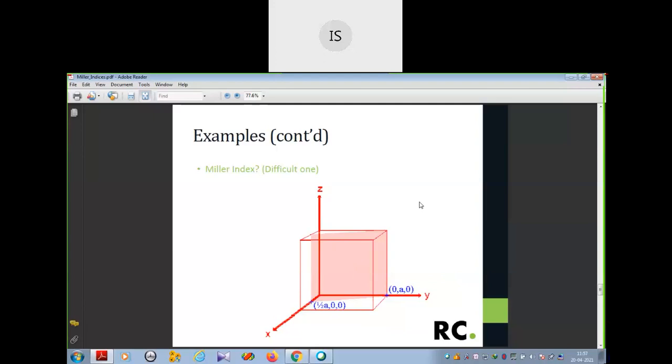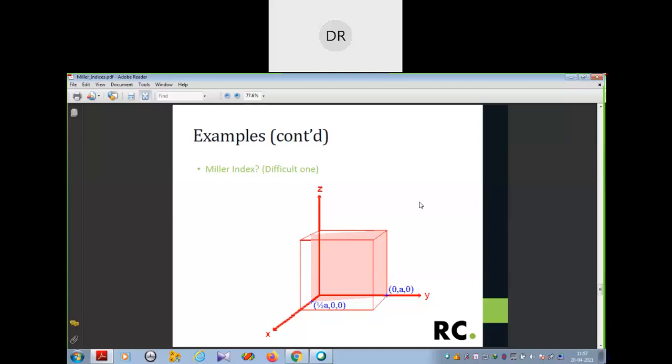So I told you how to find out this one. Intercept is given. How will you find out? Sir, it's one. No, you have to find out the Miller index as a whole, for all the three axes. That means here in the x-axis the intercept is half, in the y-axis the intercept is 1, and in the z-axis the intercept is infinity. It is not given.